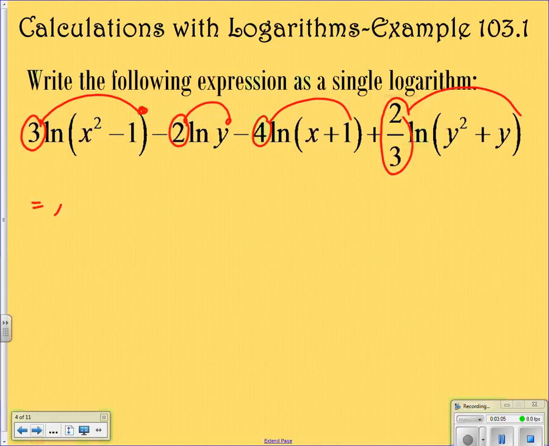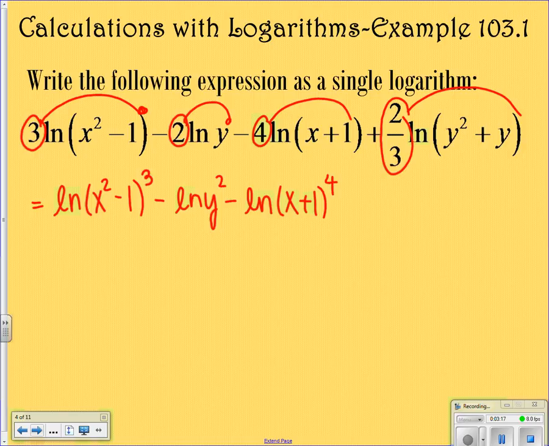So we're going to have the ln of x squared minus 1 to the third, minus the ln of y squared, minus the ln of x plus 1 to the 4, and then plus ln of y squared plus y to the 2/3.